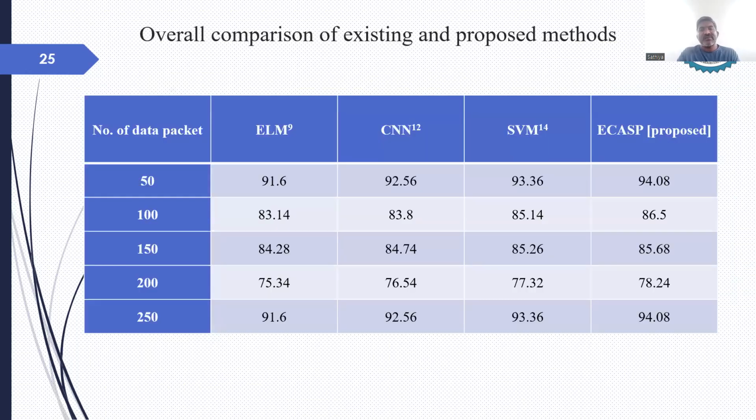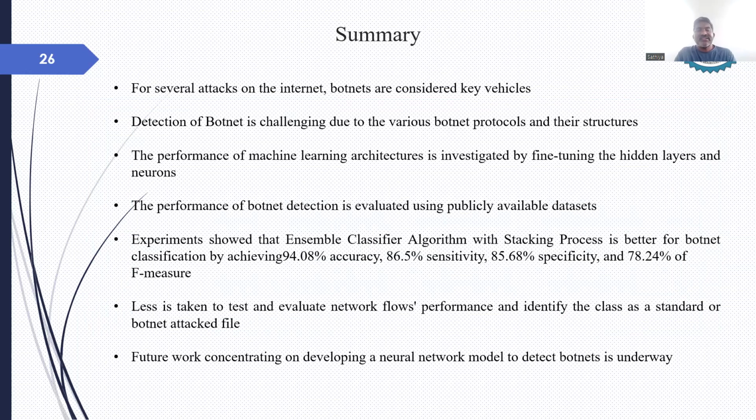And this is the overall comparison of the existing and proposed methods. The last column indicates the proposed method, and we are able to see the significance of the differences between the proposed and existing methods. And this is the overall summary, where we talk about how several attacks on the internet consider botnets the key vehicles.